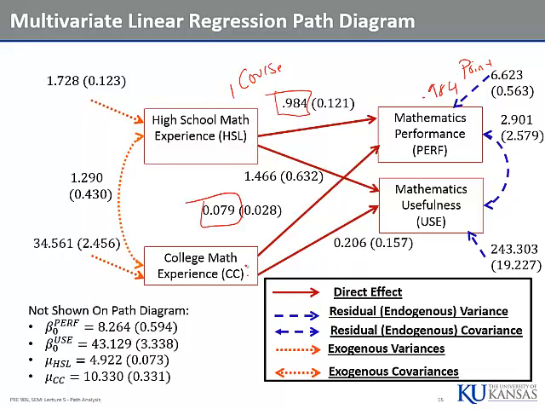Hong Ling? Oh, yeah. For every 1 unit increase in college math experience, you would expect to see math performance go up by 0.079. That's right. So 1 unit more of college math brings you 0.079.